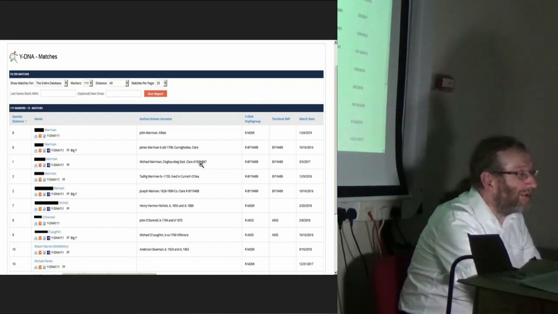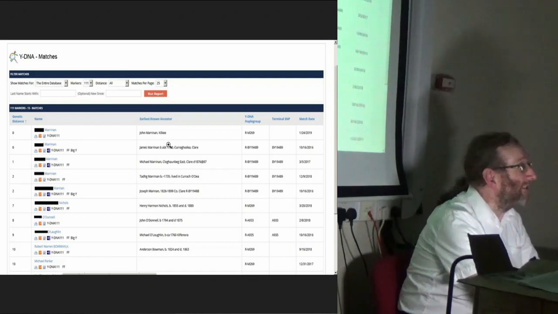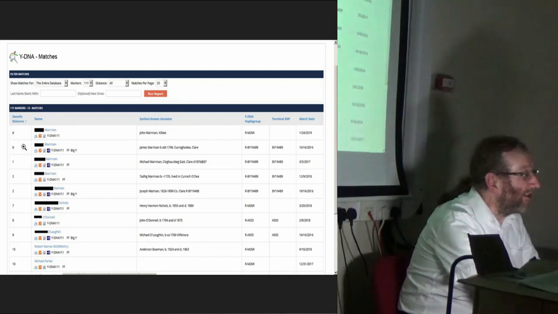And they all go back to places in West Clare, mostly to ancestors in the early 1800s, some to the early 1700s, but they can't find the single common ancestor. They're all within genetic distance 0, 1 or 2 of each other on the 111 marker scale. Those who have done SNP testing all have the same terminal SNP.